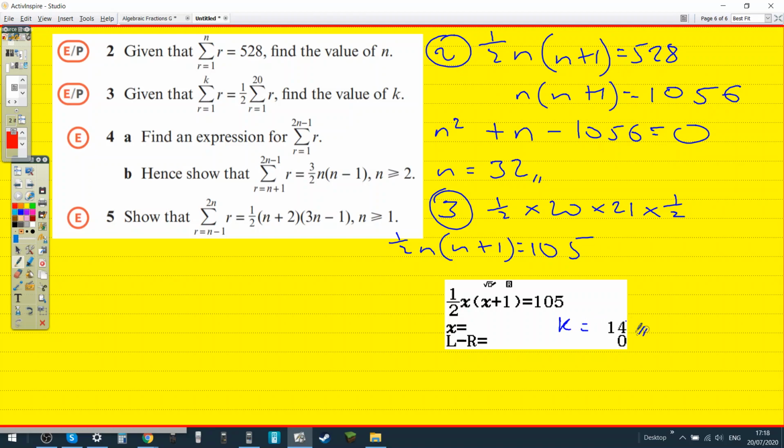Find it in expression 4. 4a is just half times 2n minus 1 times 2n. Sorry, a half, 2n minus 1, and then 2n. So that's just 2n squared minus n if you multiply it out.